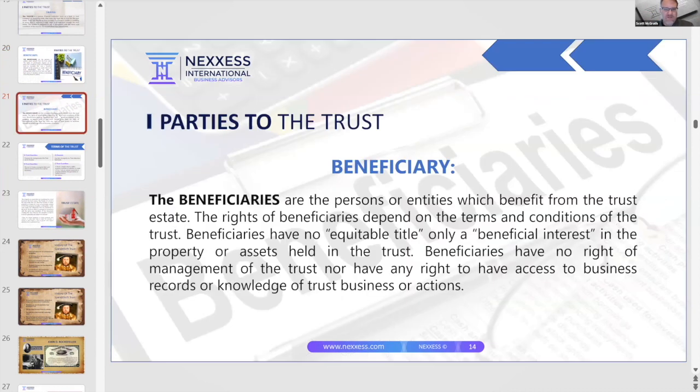Okay, so let's see here. Beneficiary, that's the last person. So remember, there are three people: the settlor, the trustee, and the beneficiary. All right, so let's talk real quick about the trust estate.